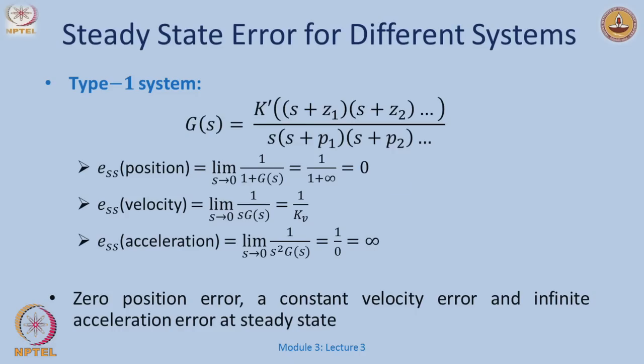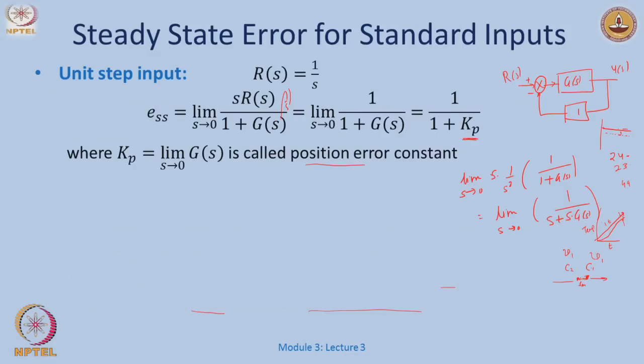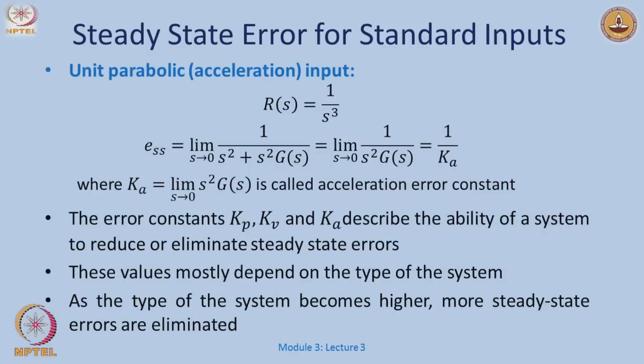Okay, type 1 system, well, I just do all the computations again. I have limit s going to 0 of 1 plus G(s), and since this has a pole at 0, this will go to infinity, the Kp. So, okay, let us again go back to see how we had defined Kp. Kp was defined as limit s going to 0 of G times s.